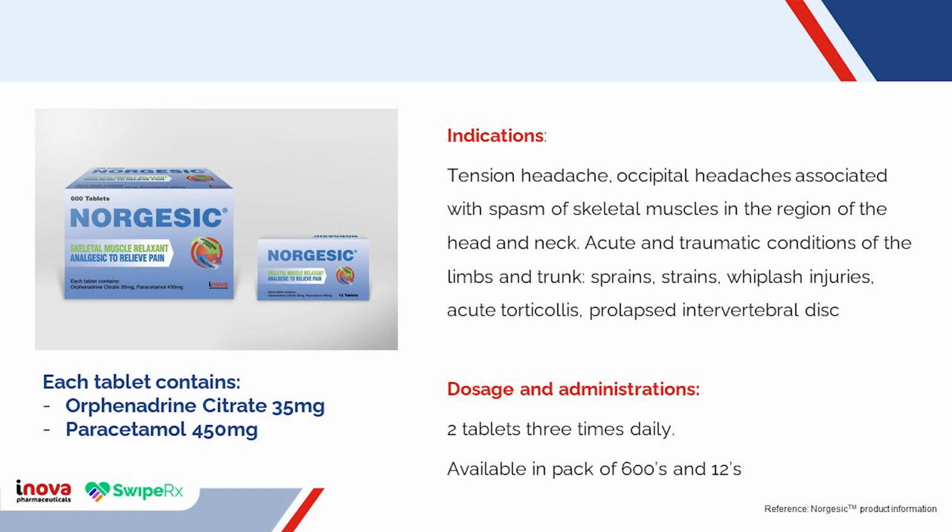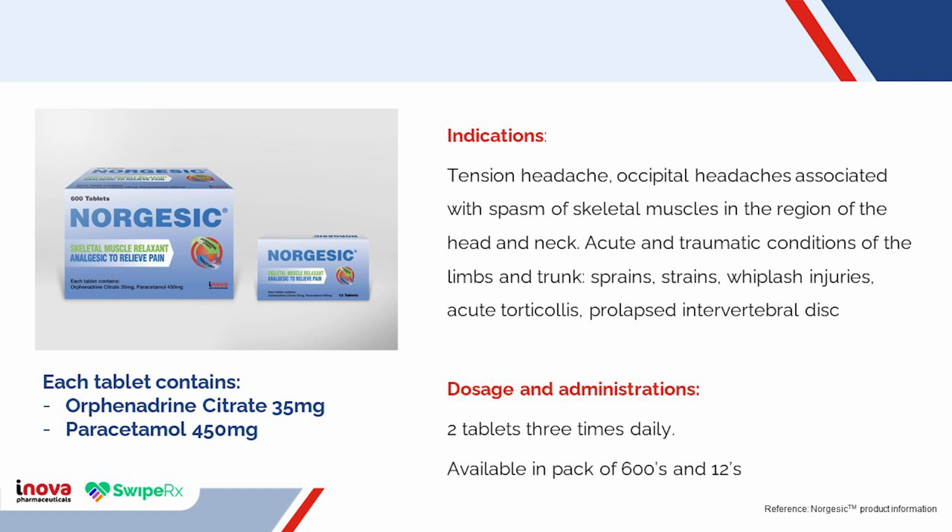Norgesic has a combination of paracetamol, which is a safe and good drug, with orphenadrine citrate at 35 mg. So we usually give this 2 tablets 3 times a day, and it can safely be given for up to 1 month. But usually we start it off for 2 weeks first and see whether the patient has any side effects. The side effects are like other common side effects, and they're generally very small in amount.